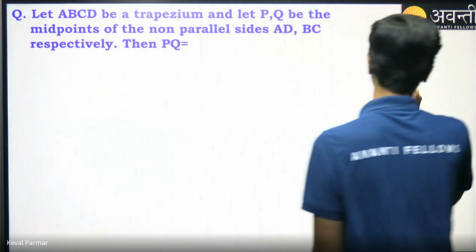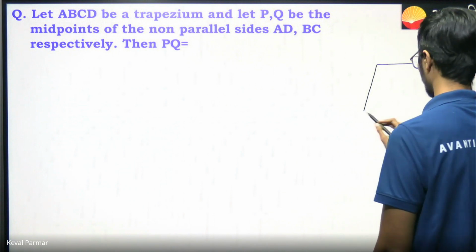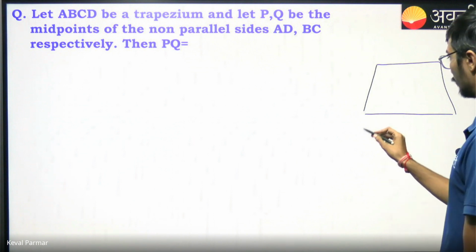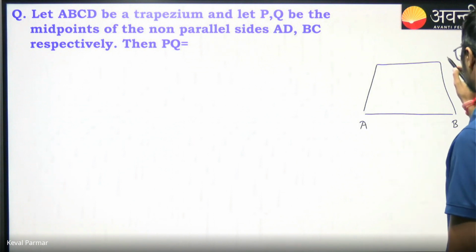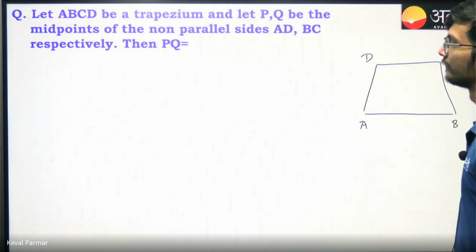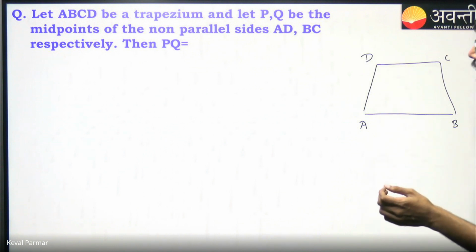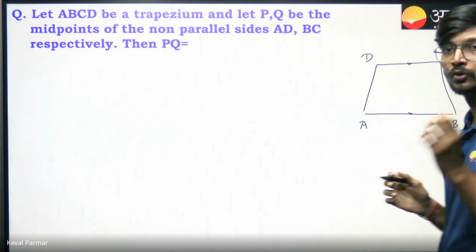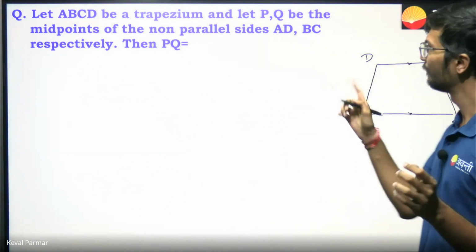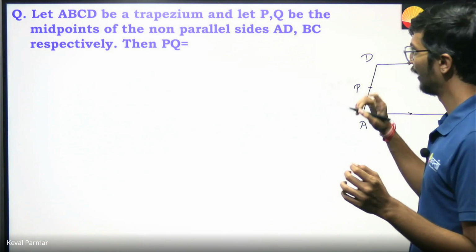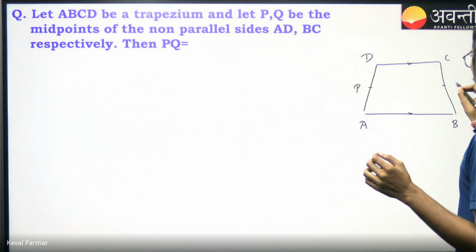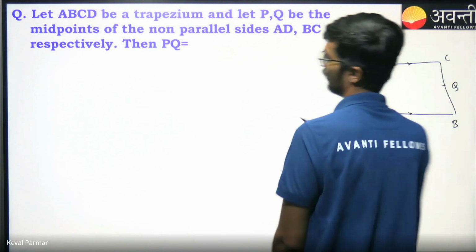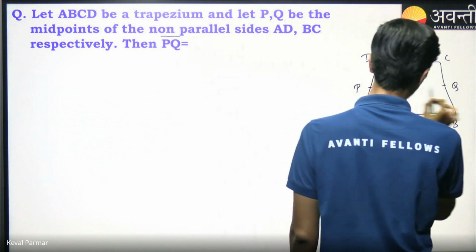So let's draw a trapezium. A trapezium looks like this, correct? A, B, C, D be a trapezium. So A, B, C, and D. P, Q are the midpoints of non-parallel sides. So these are non-parallel sides and these are parallel sides. Let me mark it. So here P is the midpoint of AD and Q is the midpoint of BC. Then we have to find PQ bar.